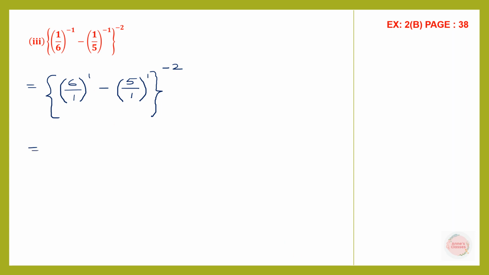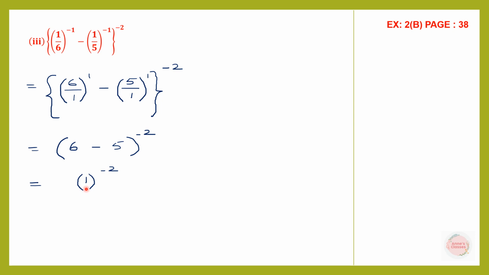So here what do we have? We have 6. Now here 5 by 1 is 5, and that raised to 1 is just 5. So we have 6 minus 5, and the whole thing is raised to minus 2. 6 minus 5 is 1. 1 is raised to the power of minus 2. So again, as you can see, we have a negative power. So to make the power positive, we write the reciprocal.